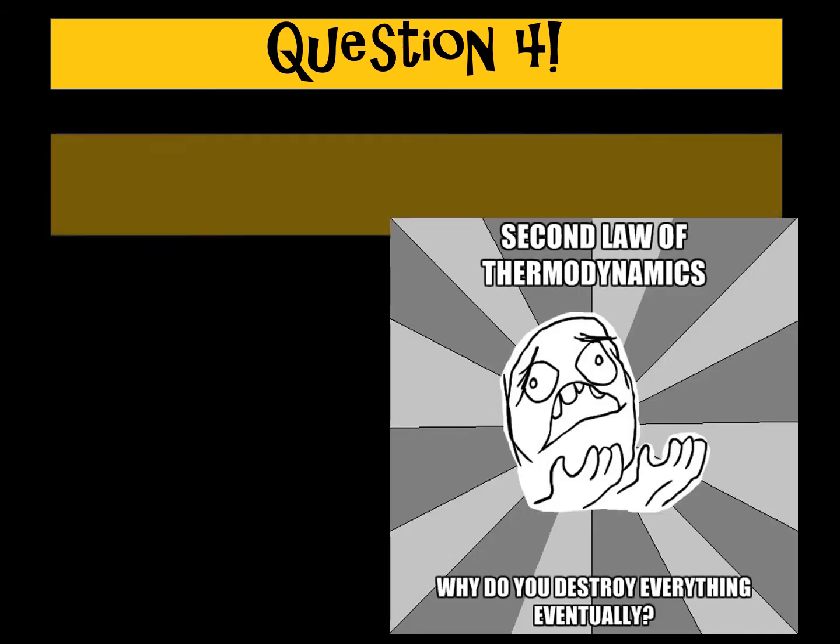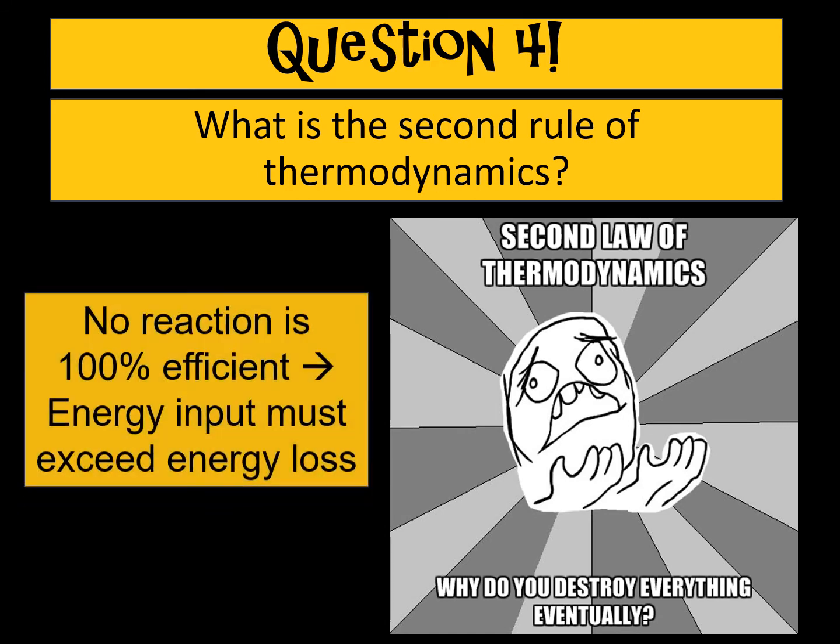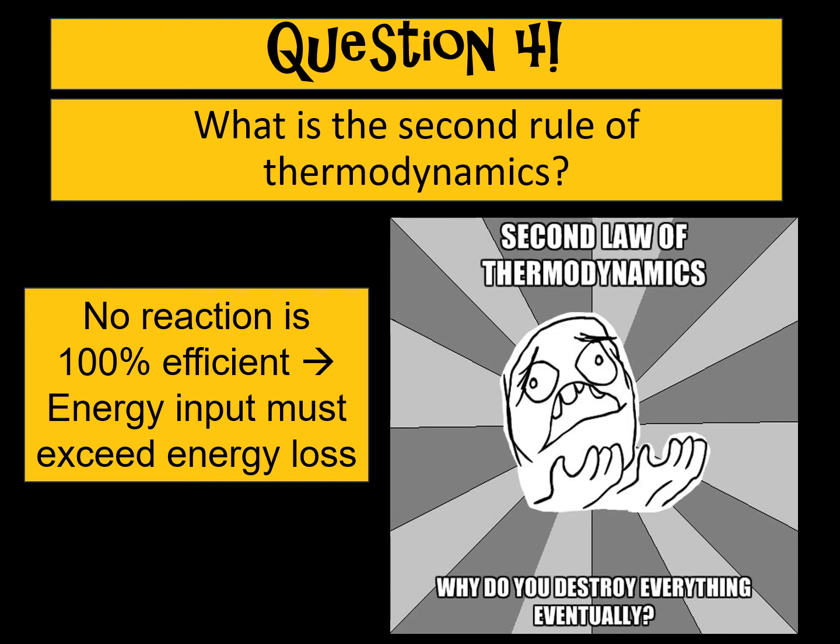All right, so that leads us to question number 4. What is the second rule of thermodynamics? So again, think back to your earlier science classes, and you might remember that the second law says that no reaction is 100% efficient. So when you transform energy from one type to another, you're always going to lose some of the efficiency of that energy. That loss is what we call entropy.